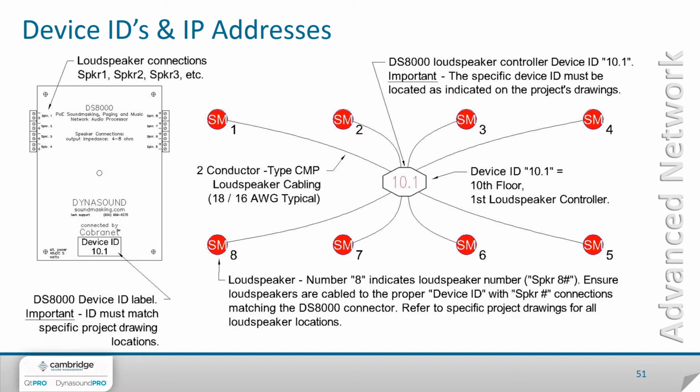Should the wrong DS8000 or loudspeaker order be identified at the time of tuning, movement of the devices and re-termination of all loudspeakers may be necessary. Prior to installation, it is very important that a cabling drawing showing device IDs and loudspeaker connections be provided by CSM, and those drawings be followed exactly as indicated.